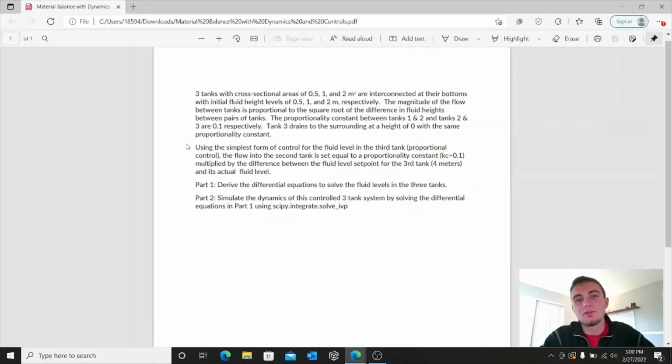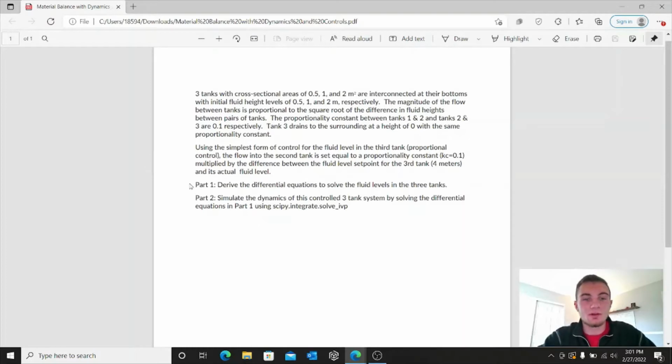And then in part 2, what we'll have to do is simulate the dynamics of this controlled three-tank system by solving the differential equations that we have derived in part 1, using something called, as you see here, scipy.integrate.solve_ivp, which essentially is a way to solve an initial value problem in Python. So we'll be able to plug in the differential equations that we have set up.